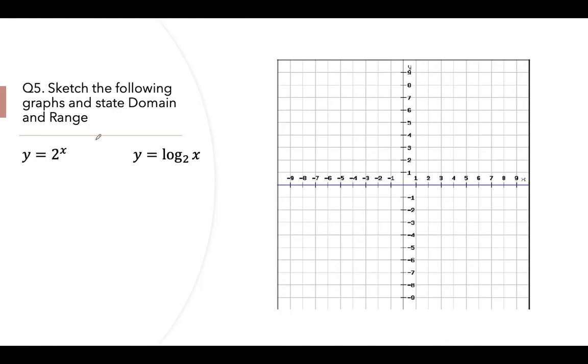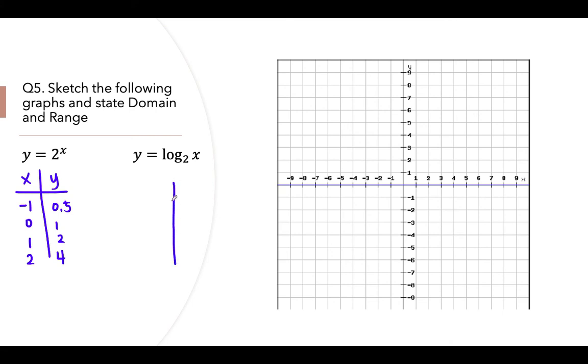Let's do a practice now. Sketch the following graphs and state the domain and range. First, I'm going to draw the table of values for y is equal to 2 to the x. So let's pick some points. Negative 1, 0, 1, 2. I'm going to plug in negative 1 into x. I get 0.5, 1, 2, and 4.